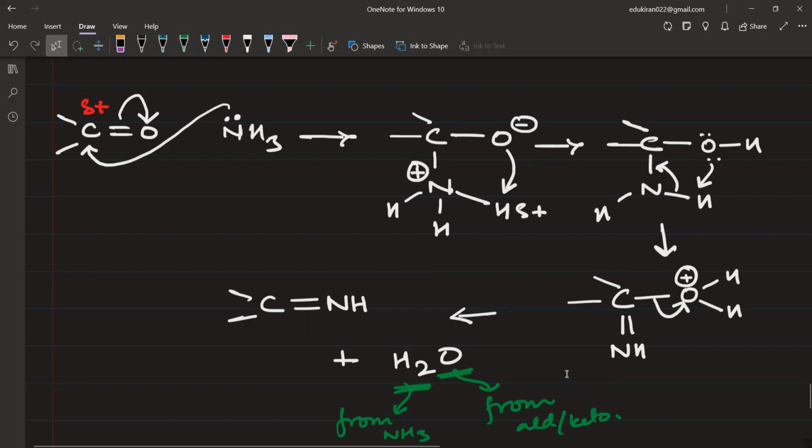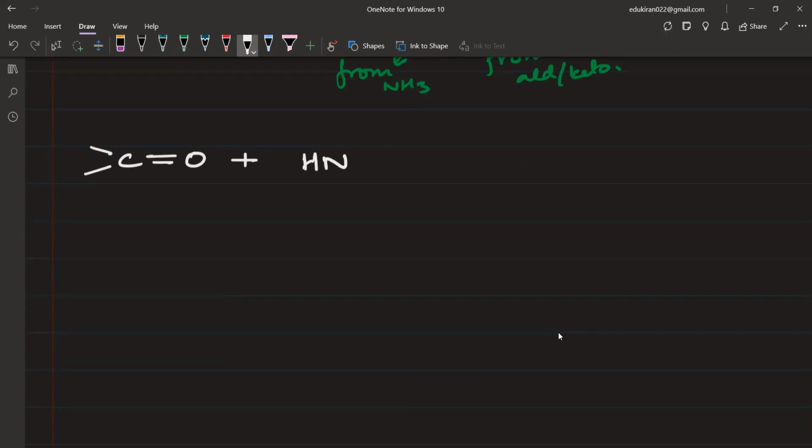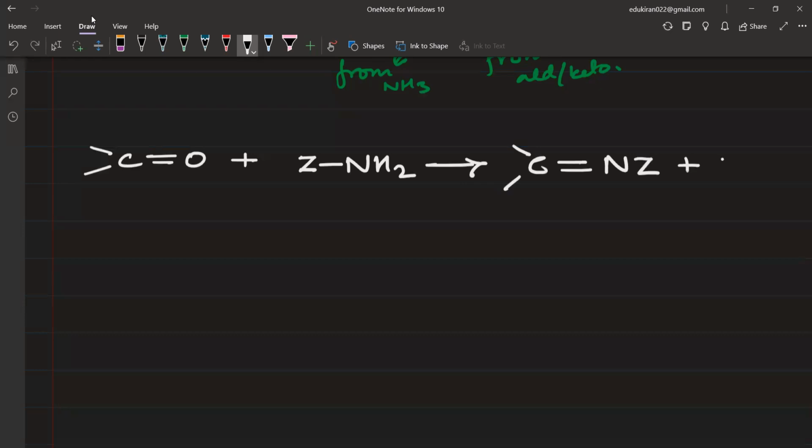Now in general, if you have any carbonyl compound, plus you just require 1 hydrogen and nitrogen. You require some substituent Z, and you have NH2. Okay? So what is going to happen? You are going to get carbon double bond NZ plus H2O. Is this clear? Yes or no? Please tell me, guys.